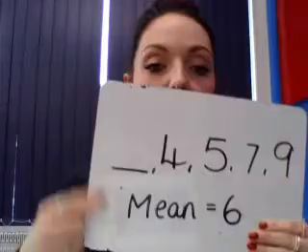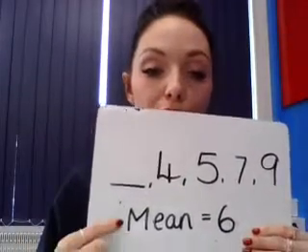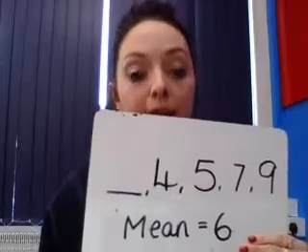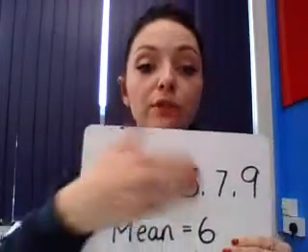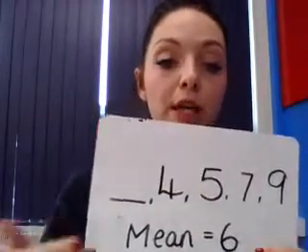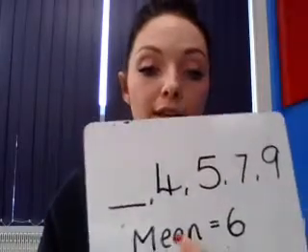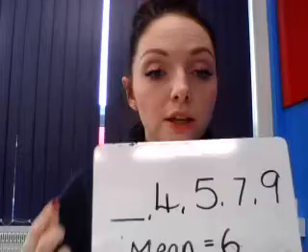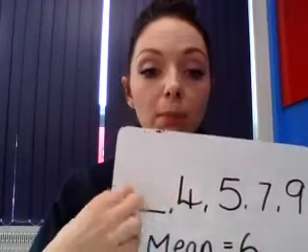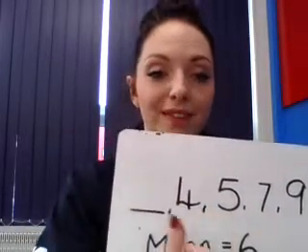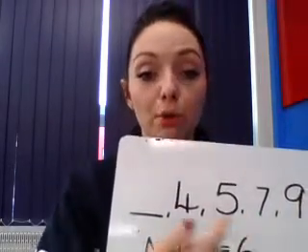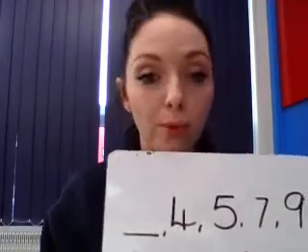Okay? So you'll need to do 6 times 5. We're working backwards, aren't we? Remember, you would have divided by 5 to work out the mean, so you need to do 6 times 5. 6 times 5 is 30. Okay? You then need to add these up, and work out how many you've got left to get to 30. Put that answer in there and then check it works.